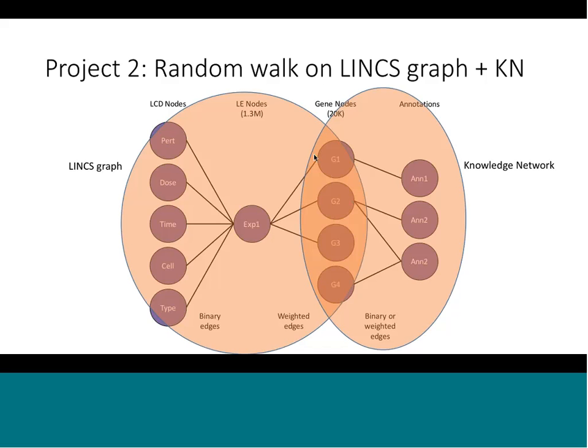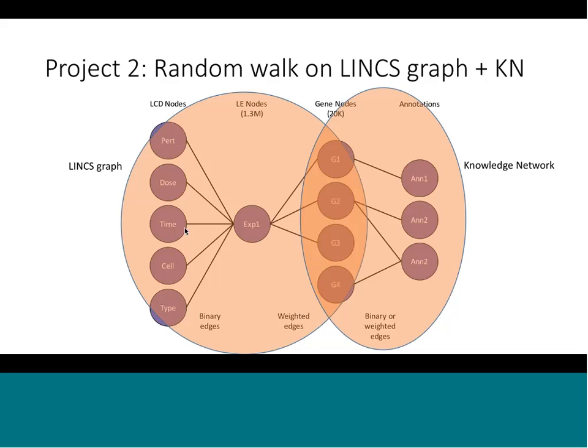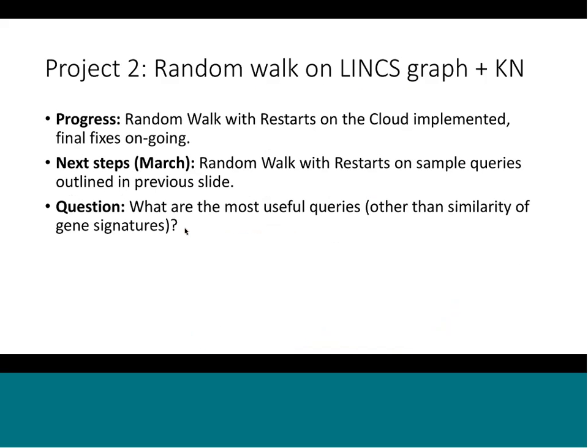This perturbagen results in differential expression of genes that are annotated with a specific term. So these are the kinds of connections we'd like to make using a random walk on this integrated graph. And the technical problem is that it's a very large graph. And so for this, we had to implement random walk with restarts, in fact a PageRank algorithm, for distributed computing on the cloud. It's been done, but there are some fixes that need to be made, which will be done hopefully in a week or two.